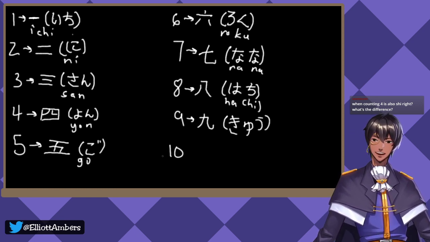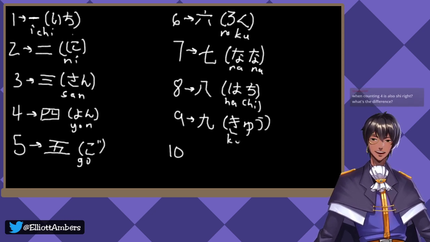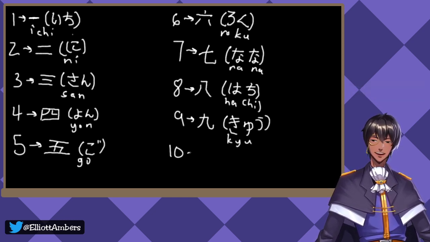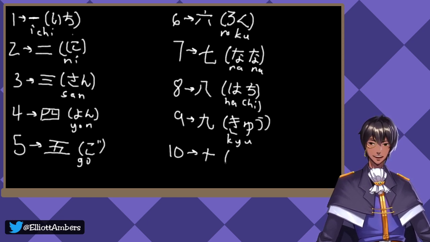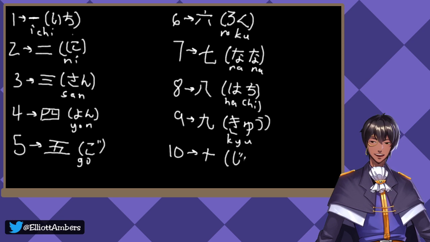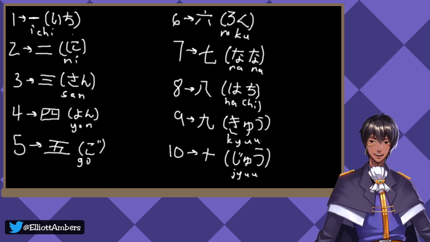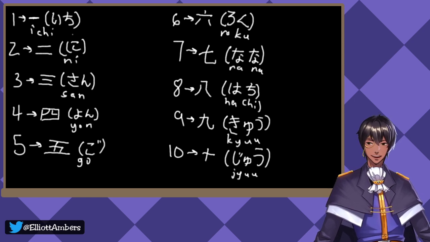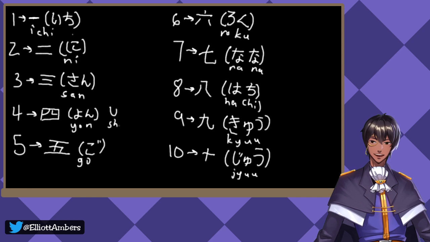Oh, very good question. Yes, when counting, 4 is also shi, and I will talk about that as well. There is a difference. Let me just do this. And 10 is Ju, J-Y-U-U. So, very good point to bring up, Asmodeus. 4 is Yon, and it's also shi.